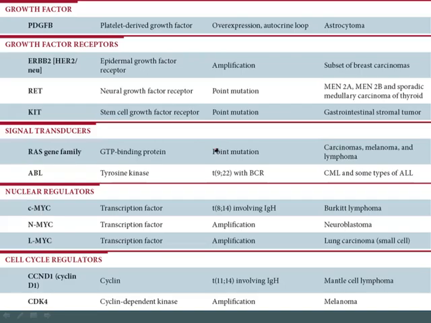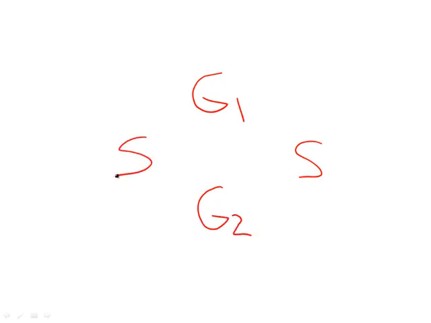Okay, so now let's go to the final group of oncogenes, and these are the cell cycle regulators. And it's important to note that the cell cycle regulators are proteins that assist movement through the cell cycle. So let's go back and create a little whiteboard. Remember that cell cycle basically consists of G1, S, G2, and M. Now, important to note here that the G1 to S phase is the most highly regulated of the cell cycle.